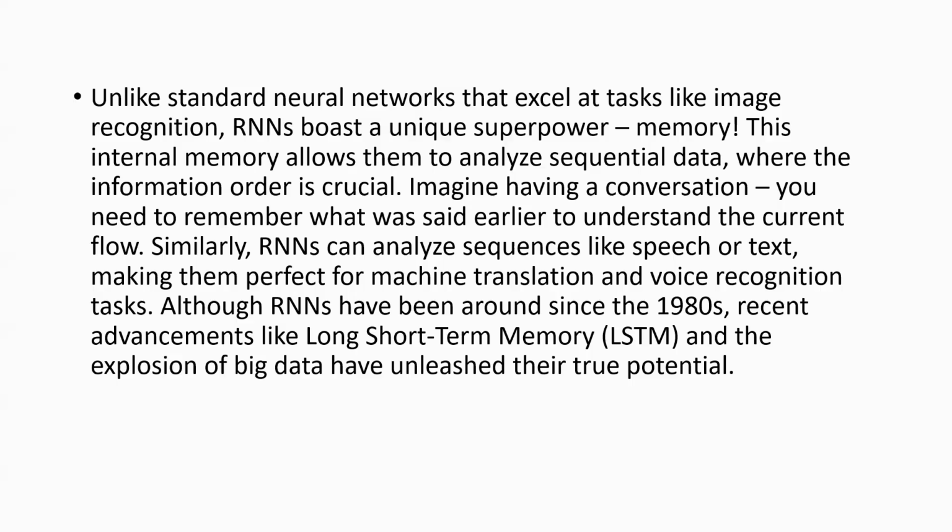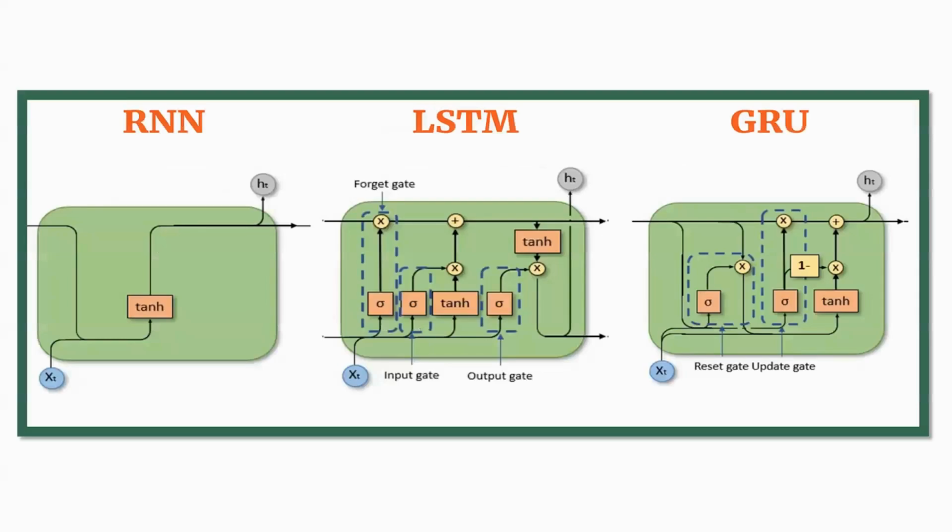To solve those problems, we use advanced RNN variants. So we use LSTM, which means long short-term memory. It adds memory cells and gates to control what information to remember and forget, so it can learn long-term dependencies.